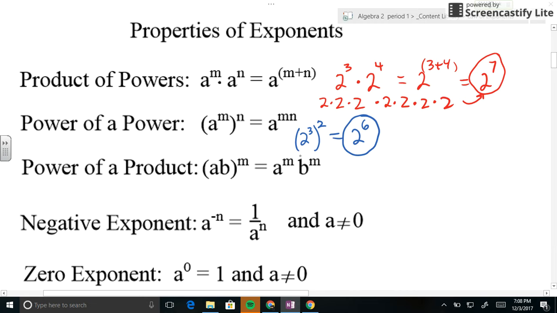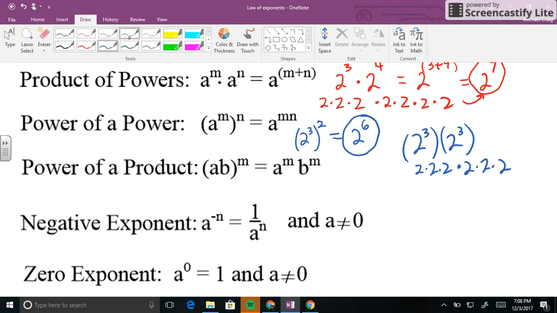Why does that work out? Because 2 cubed squared means take 2 cubed, square it, meaning multiply it by itself, so we have 2 cubed times 2 cubed. And just like the last problem, the product of powers, that's what we have here now, 2 to the third times 2 to the third. So 2 to the third is multiplying 3 2's, that's multiplying 3 2's as well. And now we would get 2 to the 6th power, and that's the same thing as raising 2 cubed to the 2nd power.